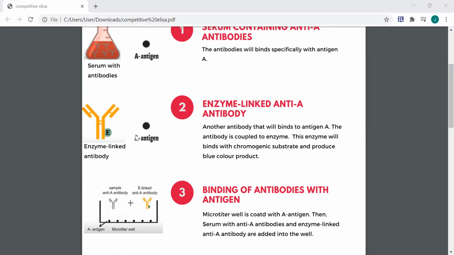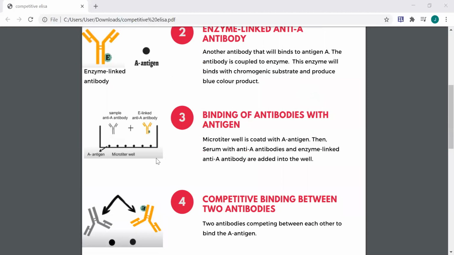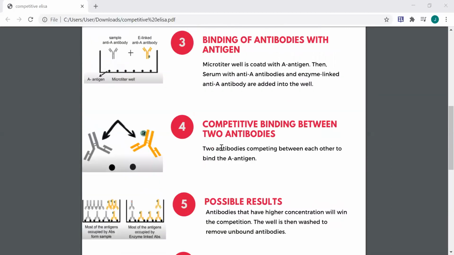What this enzyme does is it will bind with chromogenic substrate and produce a blue color product. What the function of this is will be explained later. And then after that, the microtiter well is coated with A antigen. Then we add the two antibodies into the well. Okay, so now they will compete with each other to bind the antigen.